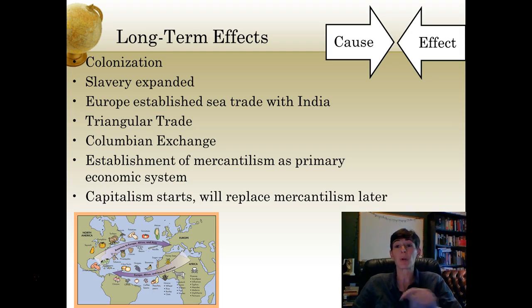Mercantilism is established as the primary economic system, and capitalism also starts, and it replaces mercantilism later. You see the full effect of that after the American Revolution in 1776. Up until that point, all of Europe is completely mercantilist. That was one of the reasons why the American colonies revolted in the first place. They were getting taken advantage of economically by England, and they were mad as hell and weren't going to take it anymore.